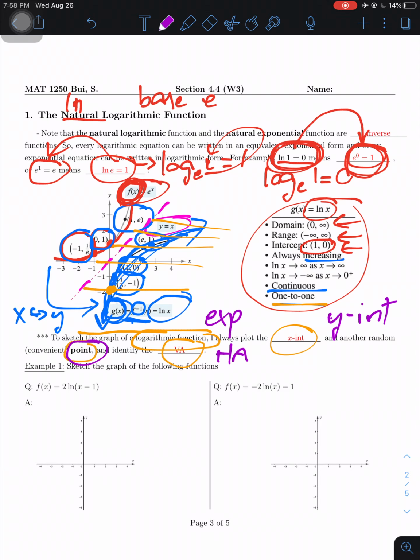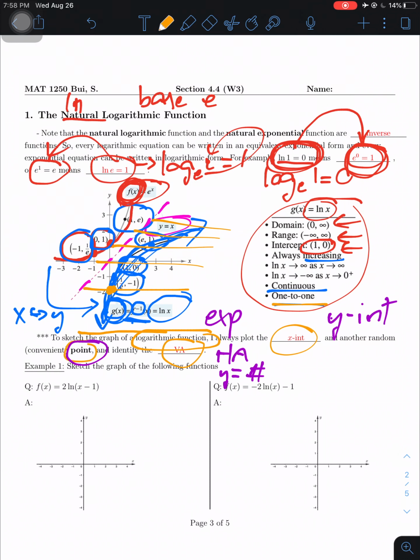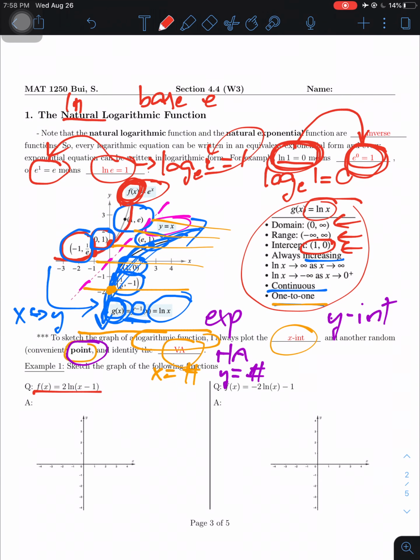A horizontal asymptote has the form of y equal to some number, for example, y equals 1, y equals -2, y equals 100. A vertical asymptote has the form of x equals a number, for example, x equal to 10, x equal to -100, anything. So let's talk about the first example here. Sketch a graph of the following function. My example is f of x equals 2 ln(x minus 1).